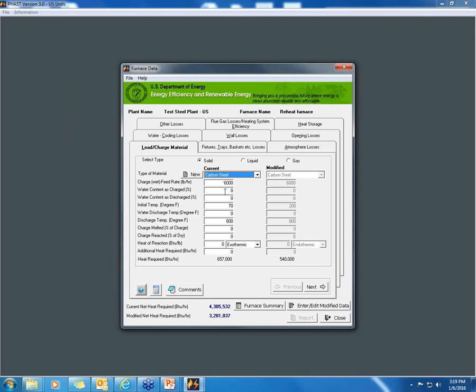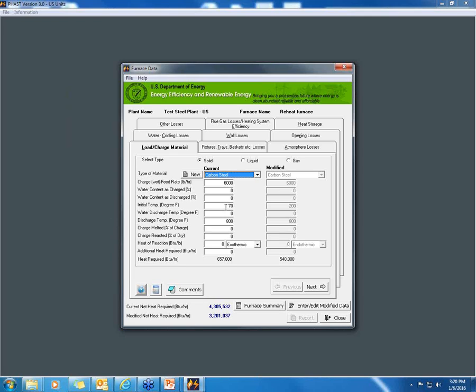Water content as charged. If there is moisture or ice or whatever water content, in this case, let's say it's 0%. Water content as discharged. Now again, if you do not understand any of these terms, you can always click on this question mark, and you will see an explanation for all these different terms. So water content as charged, water content as discharged, initial temperature. Initial temperature is the initial temperature of the carbon steel. Let's say the initial temperature is 70 degrees Fahrenheit.